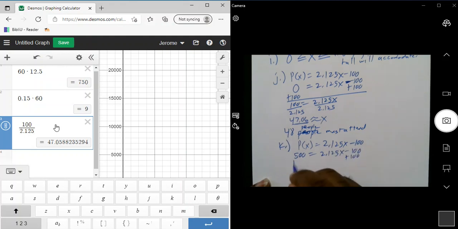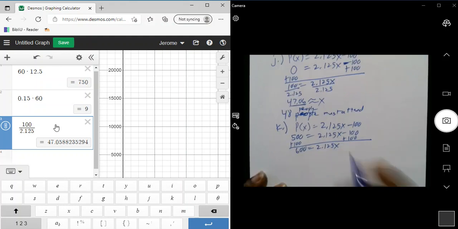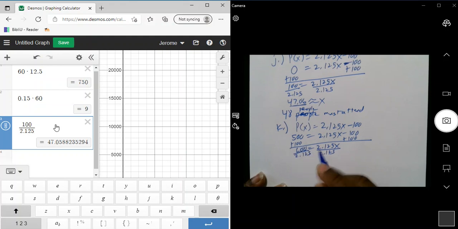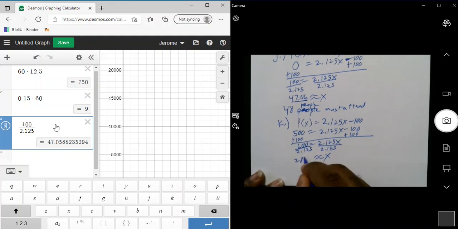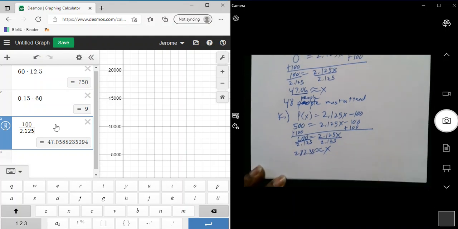So we would add 100 on both sides. So it'd be 600 is equal to 2.125x. We divide each side by 2.125, and x will be approximately 282.35. So you need 283 people to attend to reach $500. That is a lot of people. Okay. All right.